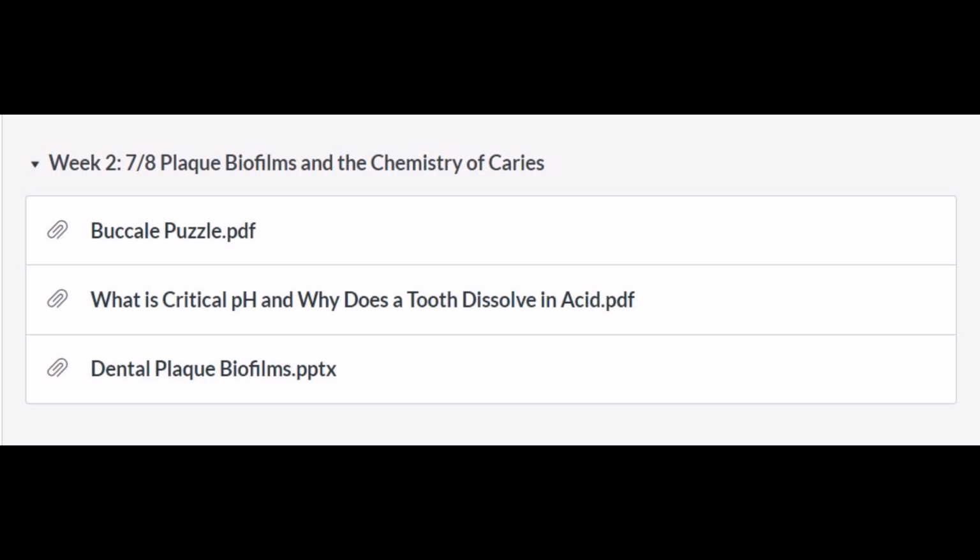So here's a different view of it, but you can see that it goes from attachment of single cells to a three-dimensional structure. And once that three-dimensional structure has developed, pieces of that can detach and seed other areas within the oral environment as well. So it can set up colonies in other places.